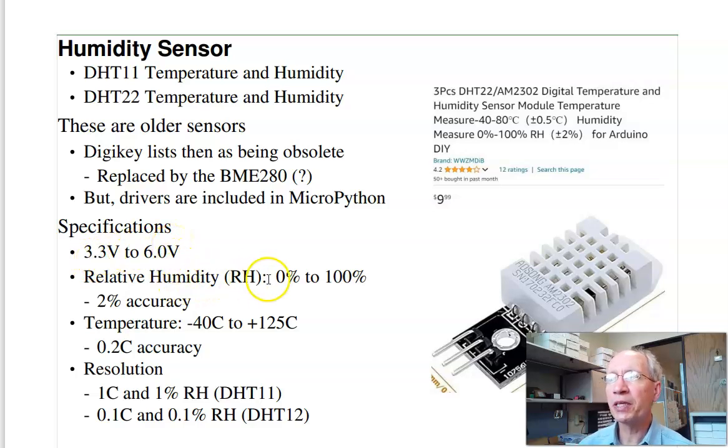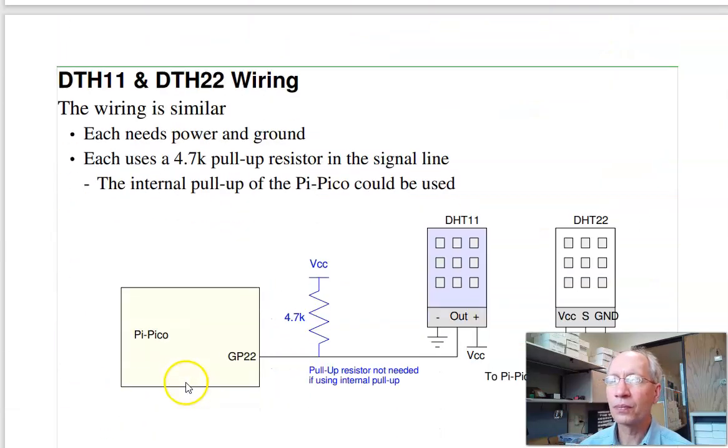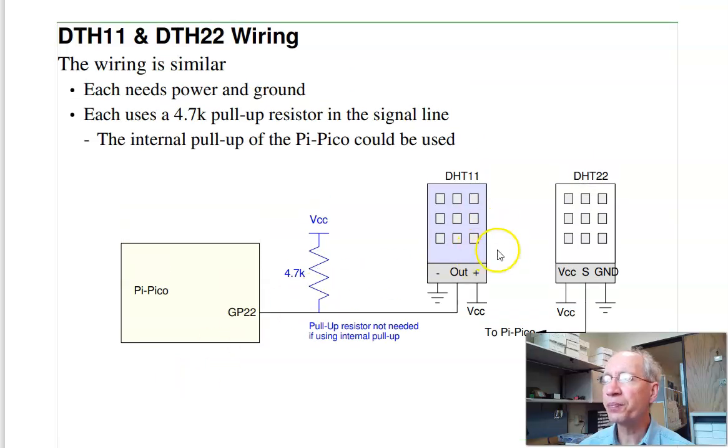They measure relative humidity from 0 to 100%, and temperature from minus 40 C to plus 125 C. As for resolution, the 11 has a resolution of 1 C or 1%. The 22 has a resolution of 0.1 C, 0.1% RH. The BME280 is 10 times better, 0.01 C, 0.01% RH. In terms of wiring, they're both the same. You give it power, ground, and the output pin needs a pull-up resistor, though not really needed if you use the internal pull-up resistor on the Pi Pico.